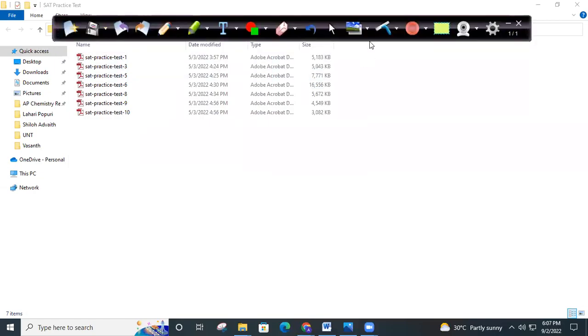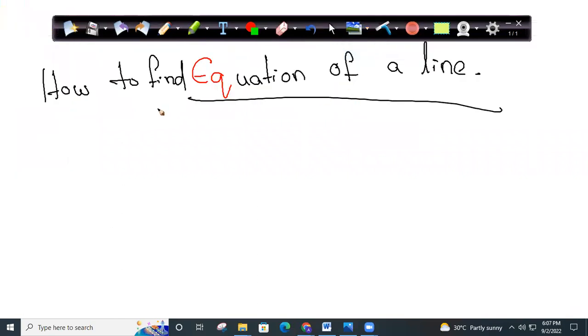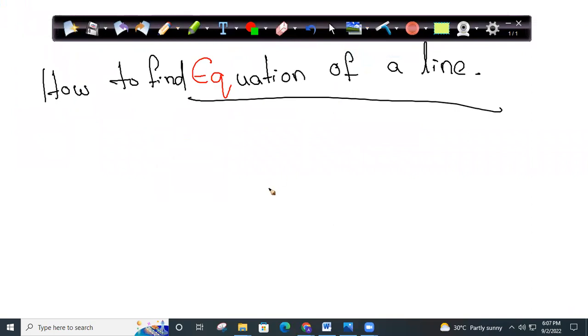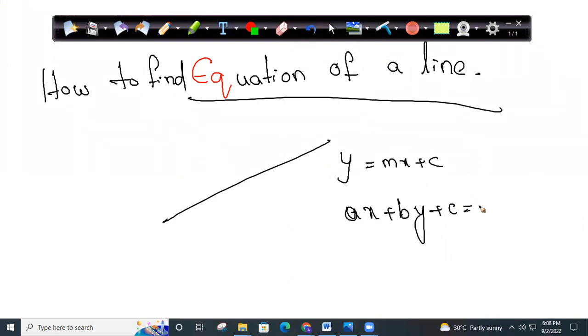So yeah, how to find the equation of a line should be our topic. We know there are different forms of the equation of a line, but as I informed in the last class, I'll be focusing on two things. One is y = mx + c, second is ax + by + c = 0. These are the two forms I would be completely focusing on whenever I'm solving questions based on the equation of a line. If you can remember these two, it should be sufficient.